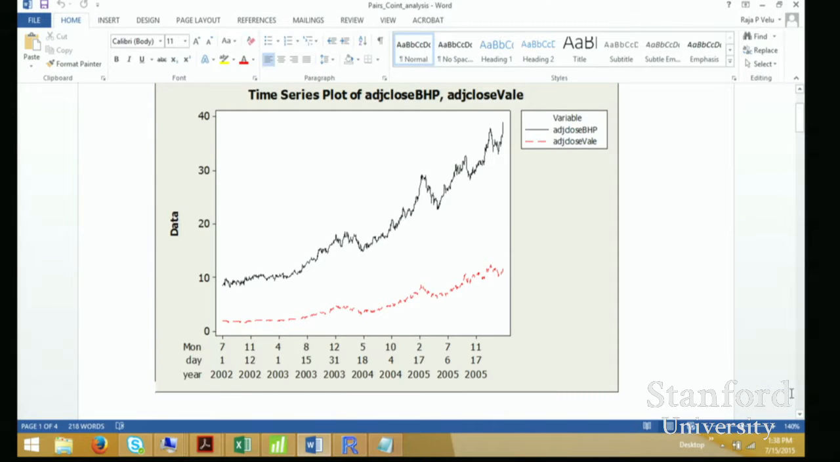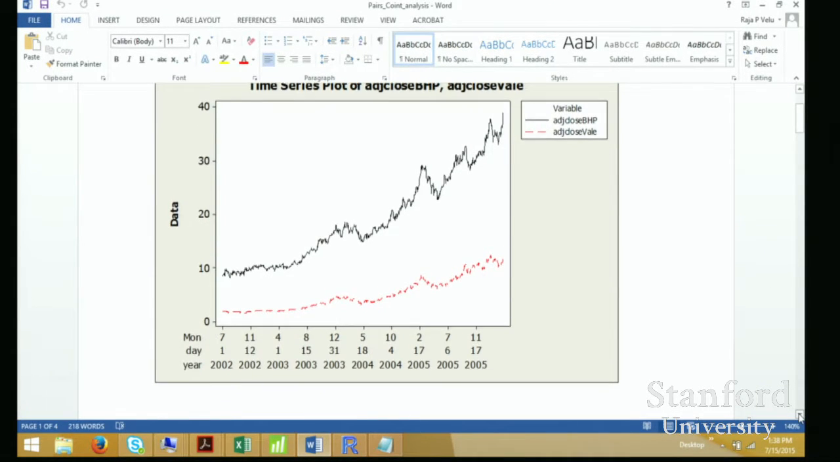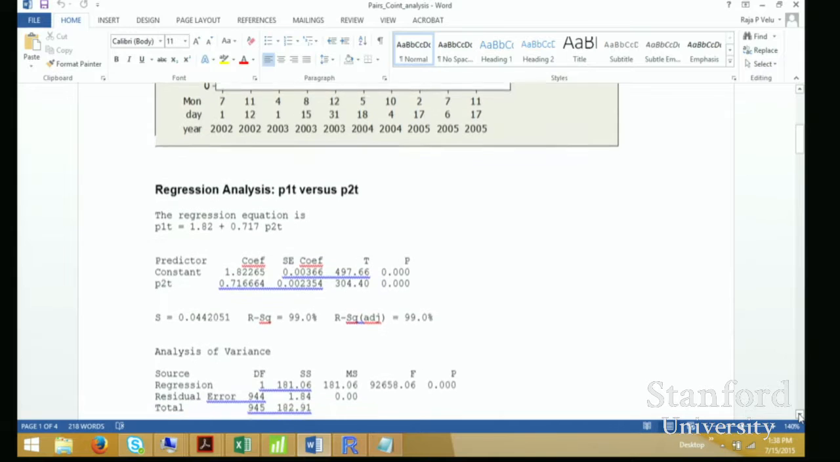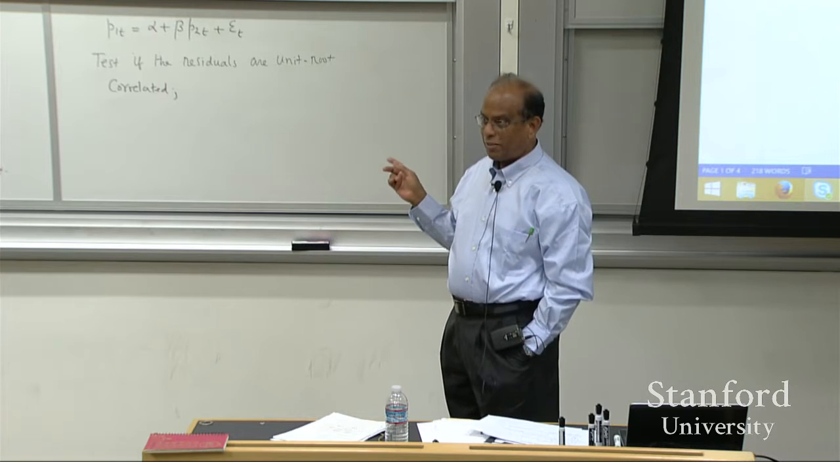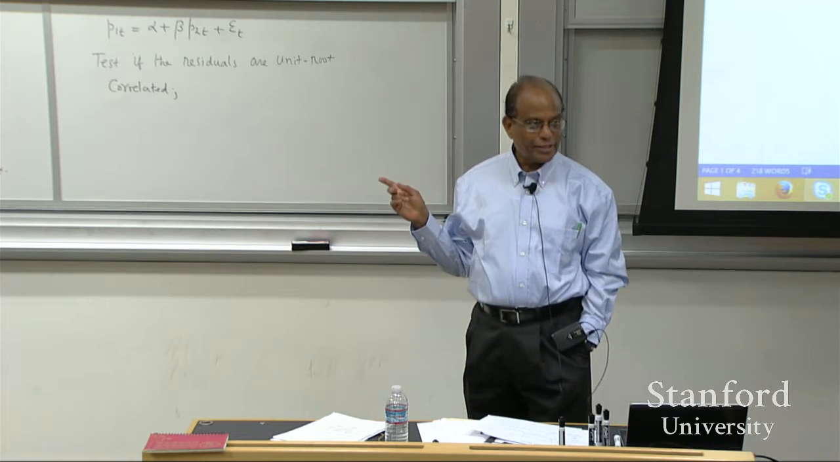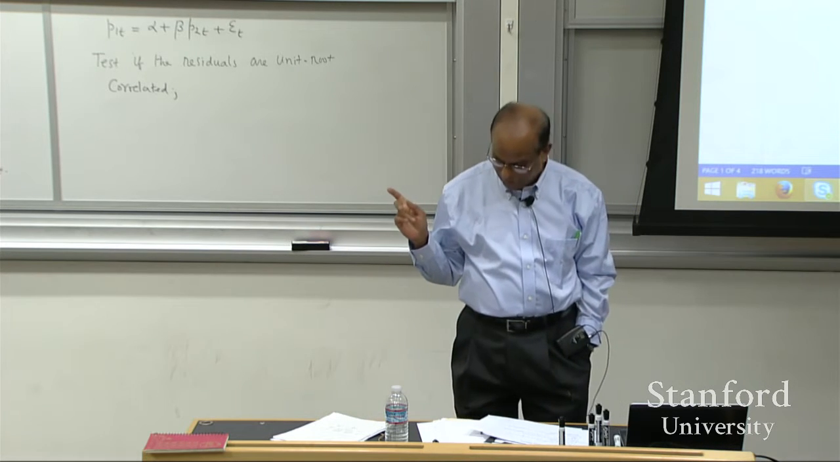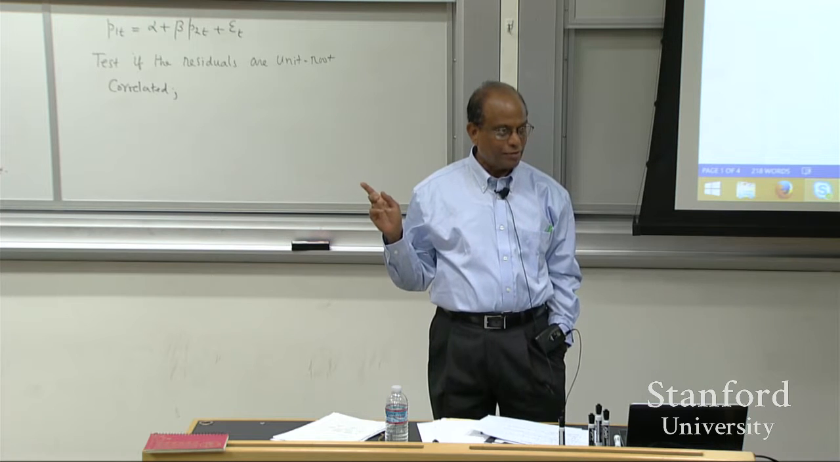Okay, so when I run the regression of P1t on P2t, so this is what I get. Okay, so when I run the regression, you can see I get P1t is 1.82 plus 0.717 P2t. Okay, so what is the coefficient of P2 I get here is 0.717. It's pretty much same as the number that I wrote before. Can you see that? Okay, what was the number I wrote? I think it was 0.717, right?